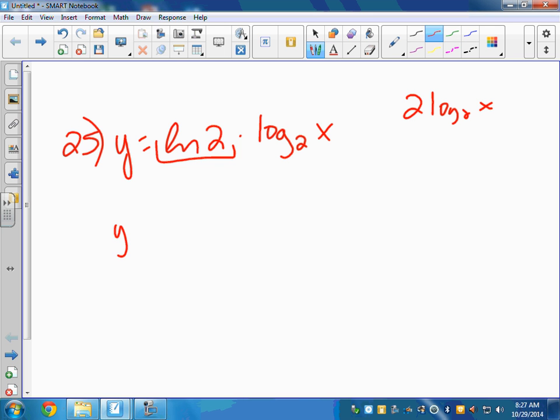So you can just leave ln of 2, and then the derivative of log 2 of x would be 1 over ln of 2 times x, since the derivative of x is just 1. Is that true? And then these just cancel. Yep. So it's just 1 over x, if x is greater than 0.